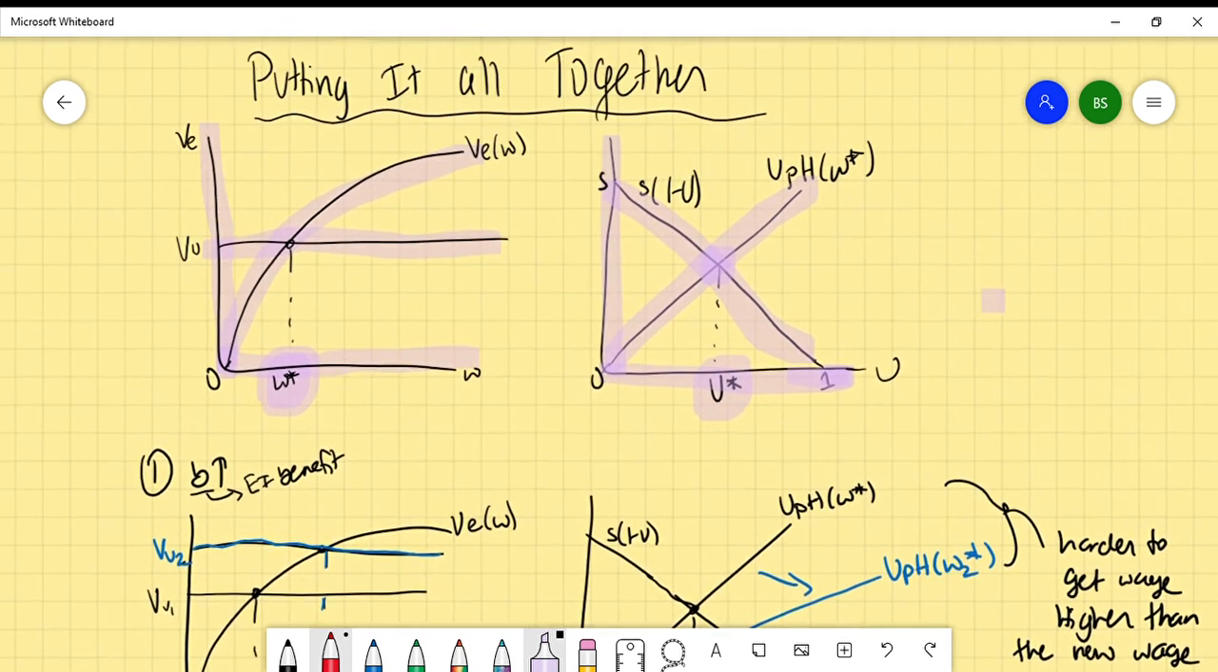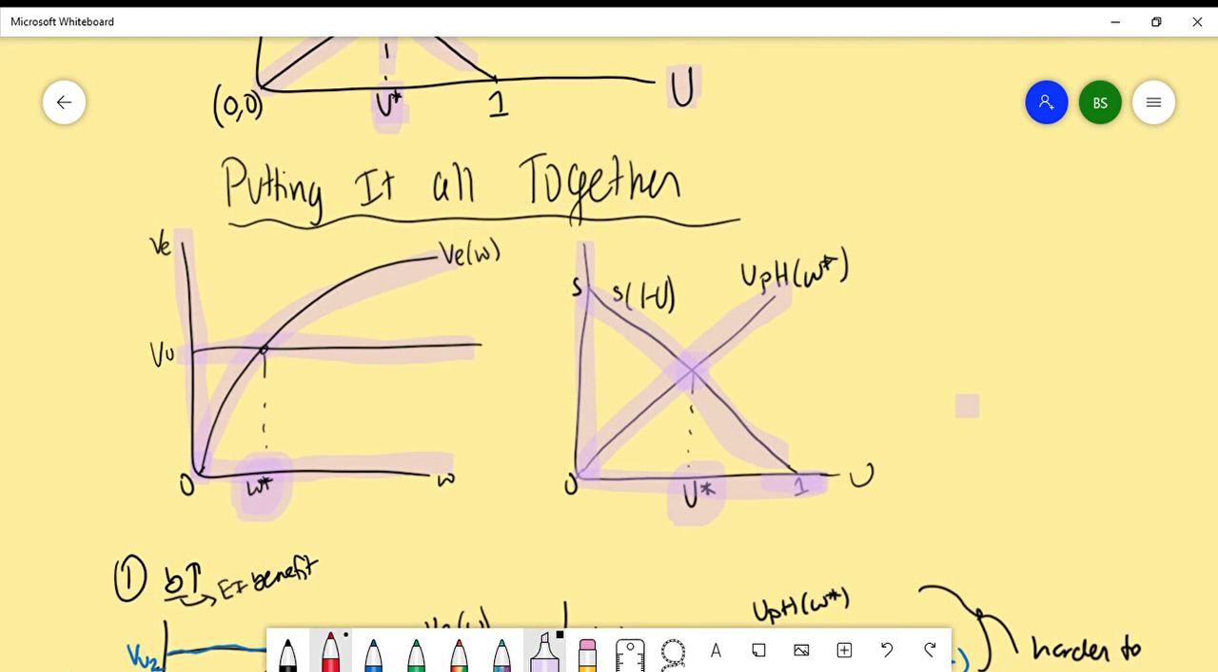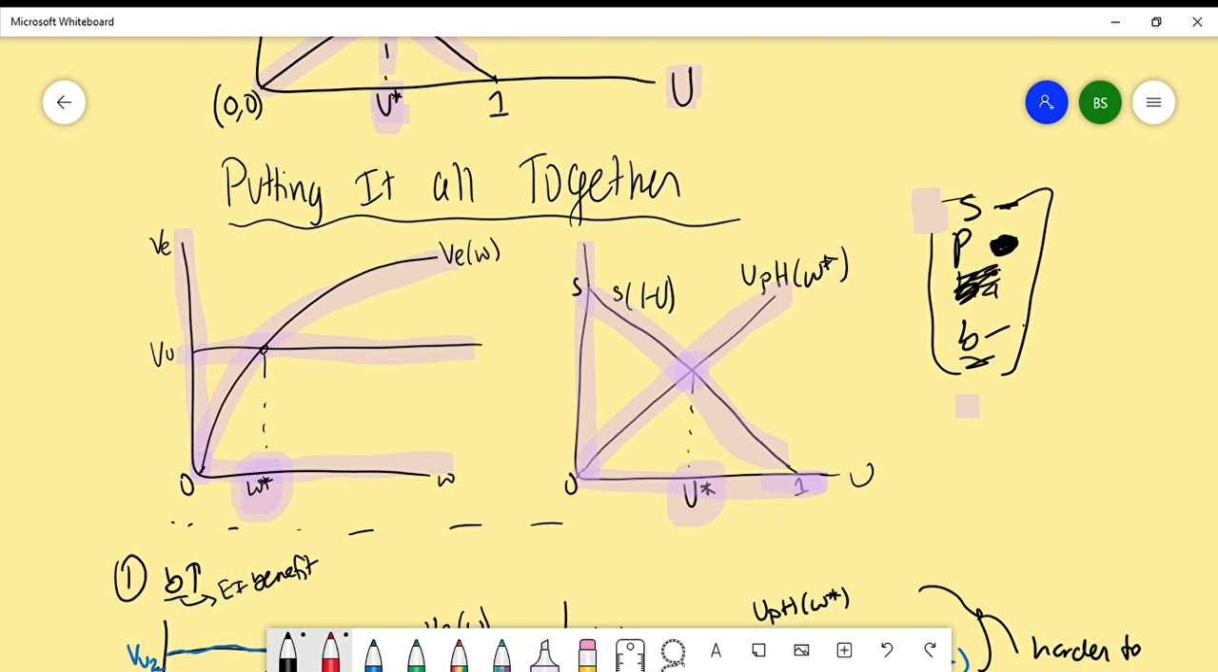So if we're ever going to look at changes in certain things, like changes in S, the separation rate, or changes in P, the probability of getting a job, or B, the EI benefit, and all that stuff, when we look at changes in these, we have to look at the effect on these two graphs.